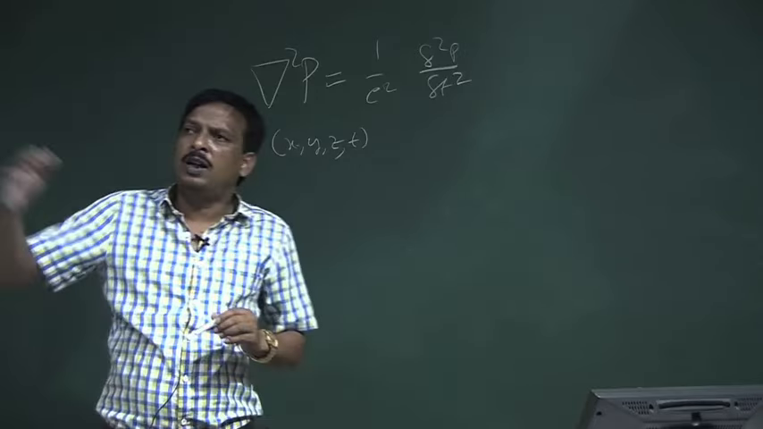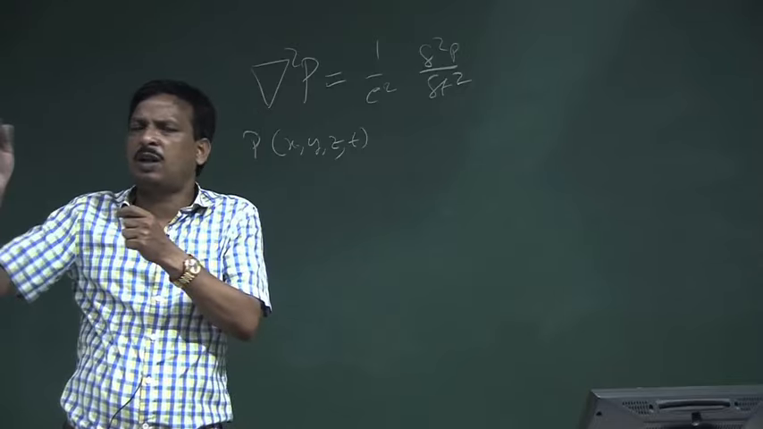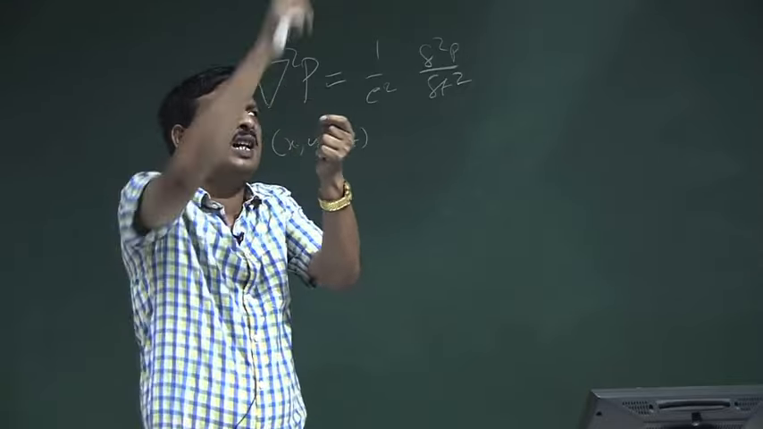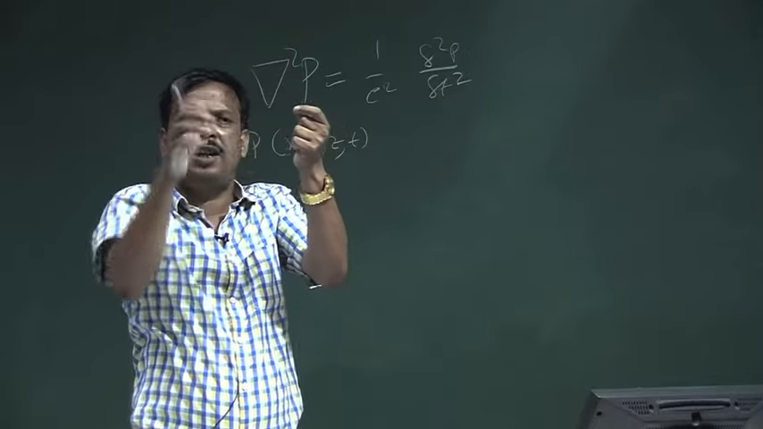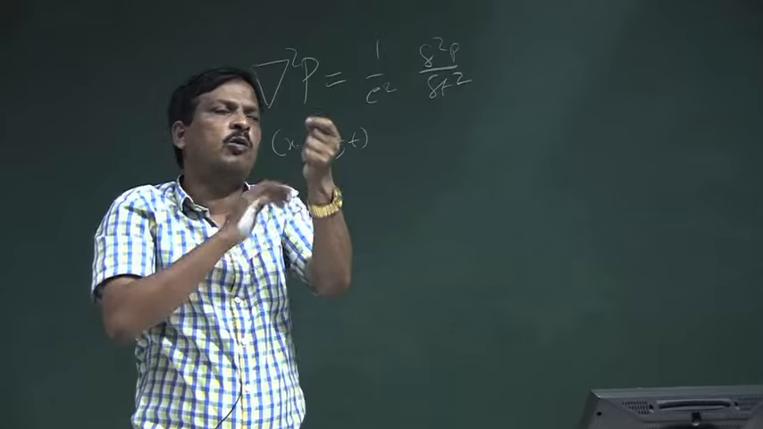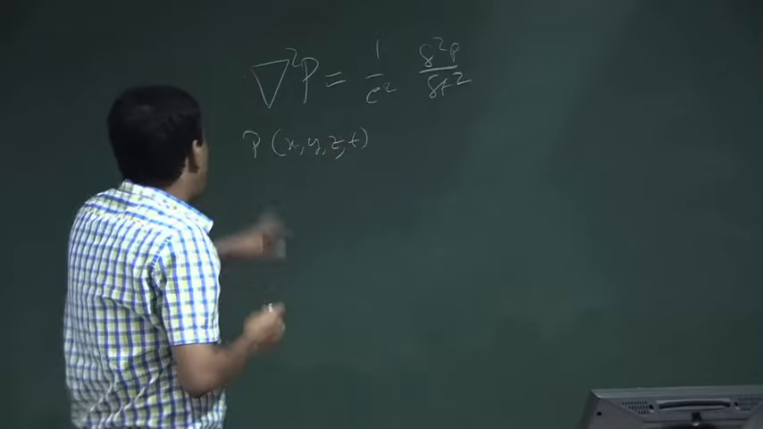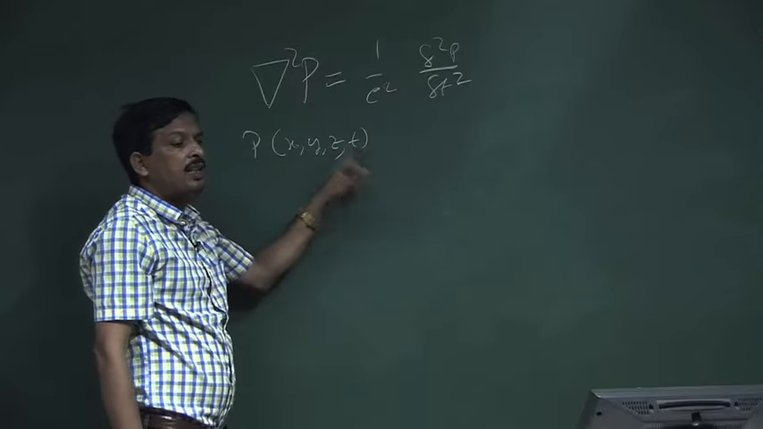When a plane wave is propagated, it is free to propagate in any direction. Suppose in this room I create an acoustic sound. This sound can propagate in any direction in this room. So it can propagate in x, y and z, and once it propagates, it has to be with respect to time. So the pressure wave is a function of x, y, z and t.